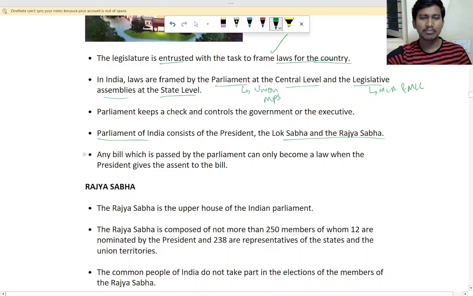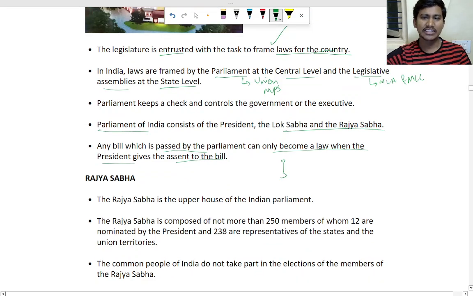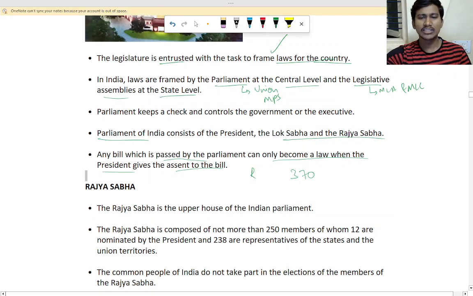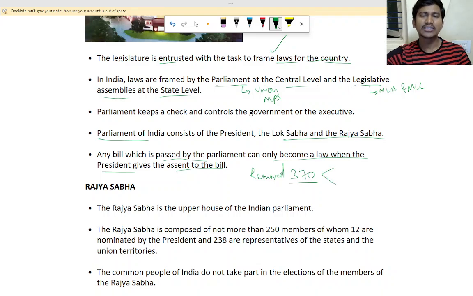Any bill which is passed by the Parliament can only become law when the President gives assent to the bill. You may have seen recently they abolished Article 370. Abolished means they removed 370. So this was passed in both the houses.